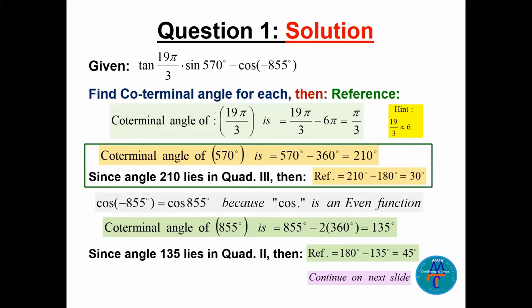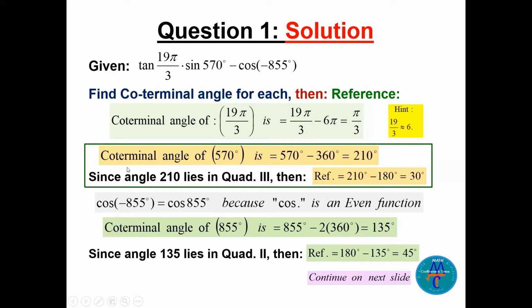Now, let's start with the first function here, tan 19 pi over 3. This angle is bigger than 2 pi, so we can find the coterminal. We subtract 6 pi, multiples of 2 pi. How do you know 6 pi? Just divide mentally, and very quickly here, 19 over 3 will be 6 point something. So you can subtract 6 pi. Now, the coterminal is pi over 3, which is an angle in quadrant 1. No need to find the reference, it will be itself.